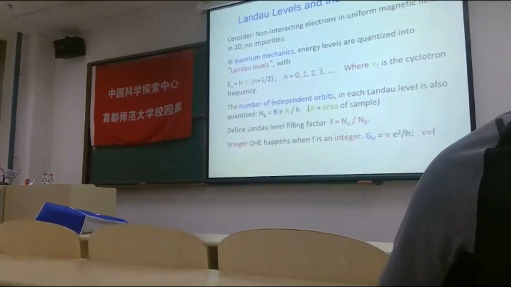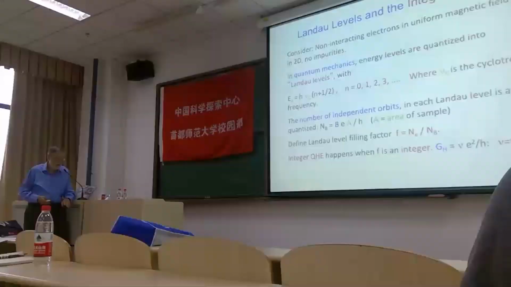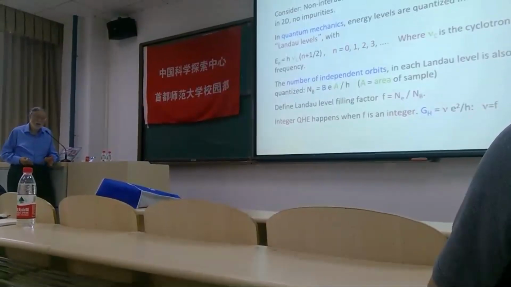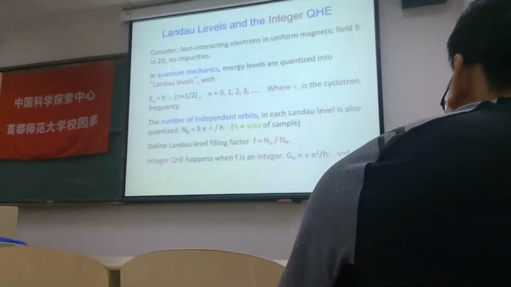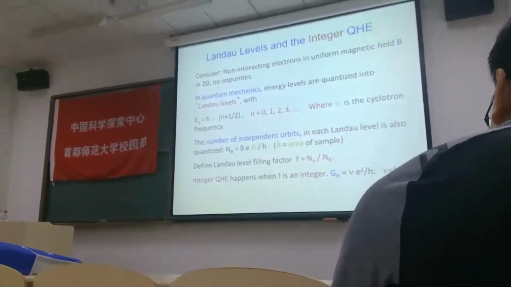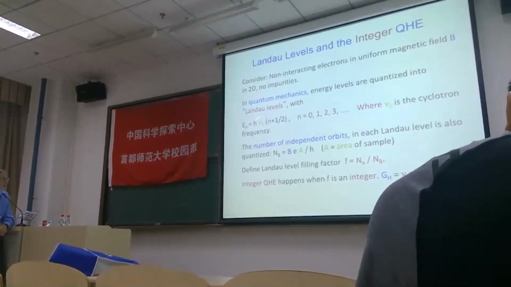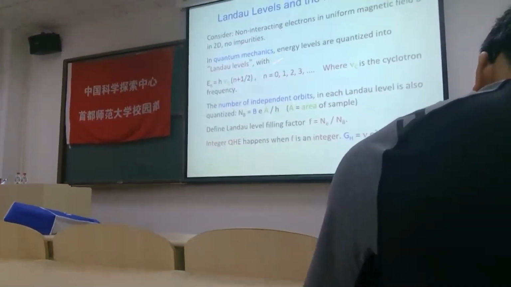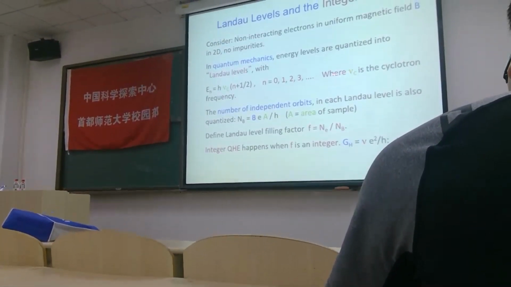Effect. Think about non-interacting electrons in a uniform magnetic field, but in 2D with no impurity. In quantum mechanics, energy levels in a magnetic field are quantized into Landau levels, a discrete set of energies given by a constant times the frequency times n plus a half, where n is equal to 0, 1, 2, 3, and this ν_c is the cyclotron frequency.